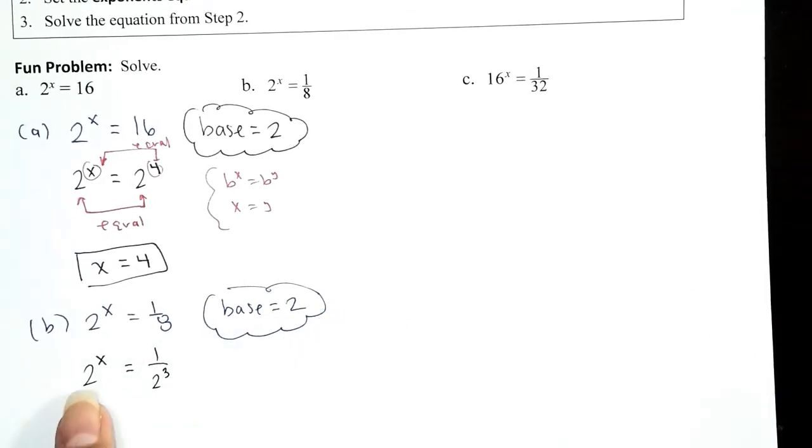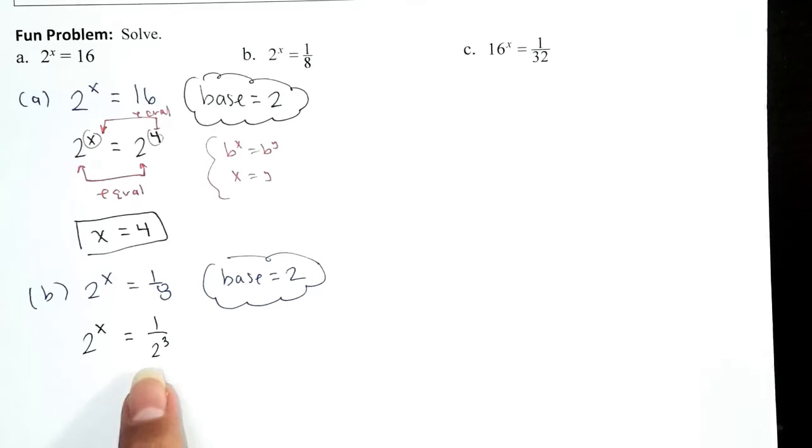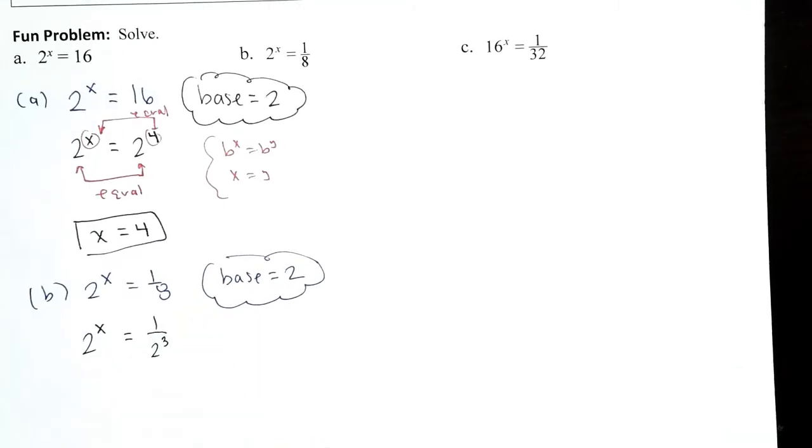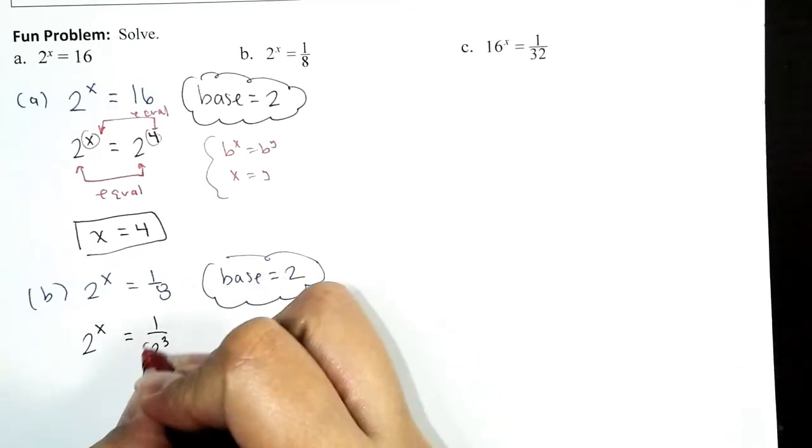So we have base 2 on the left, not quite base 2 on the right, but we're getting there. At this point, we're going to use the negative exponent rule in reverse to bring the 2 to the other side of the fraction bar. So let's go ahead and do that.